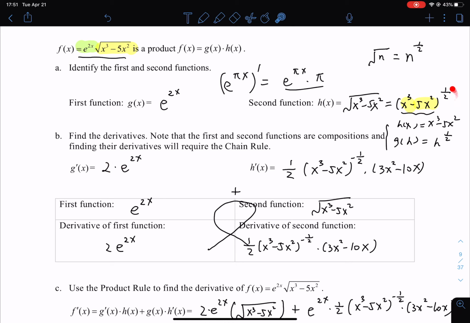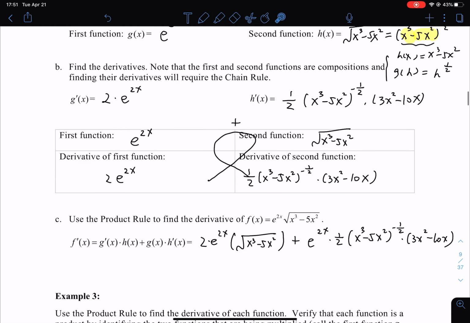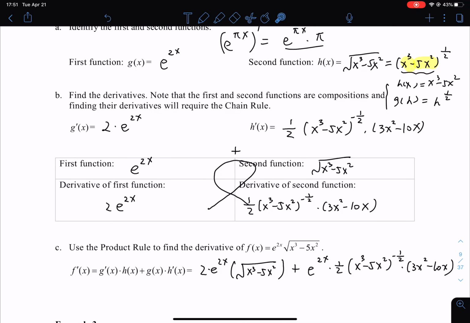Then for this term, the derivative is just 1/2 multiplied by this term to the minus 1/2 power. But because this is a function composition, we multiply by the derivative of the inside function. This is the derivative of the yellow part. And then we just plug in g prime of x is this one, h of x is this one. So we got this. This is the derivative.